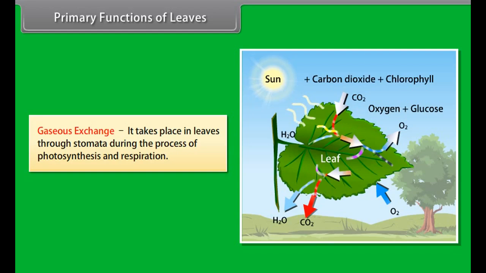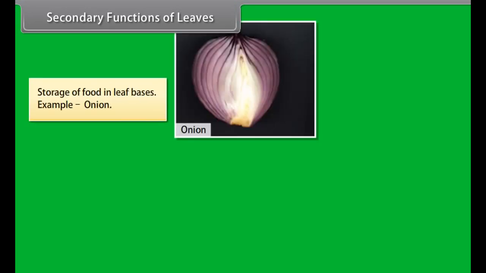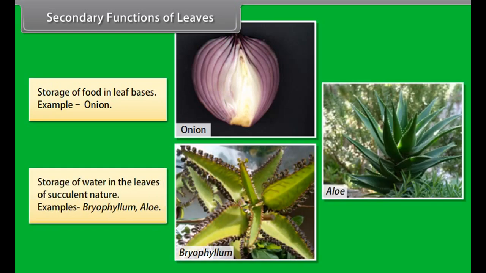Gaseous exchange. It takes place in leaves through stomata during the process of photosynthesis and respiration. Secondary functions of leaves. Storage of food in leaf bases. Example, onion. Storage of water in the leaves of succulent nature. Example, Bryophyllum, aloe.